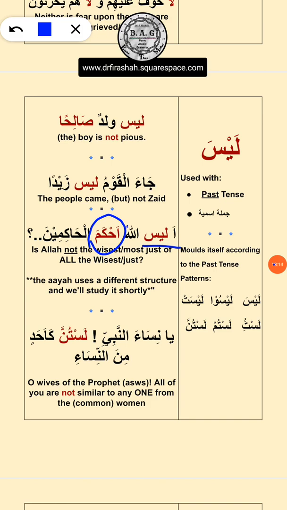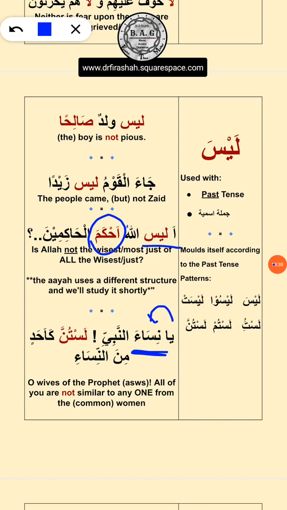Next you've got Ya Nisa an Nabiyyi. Now this is our muzaf, and the muzaf is being called out to. It is your munada, and we know that our munada is going to have a nasab form if it is muzaf. So this is what you can observe here.